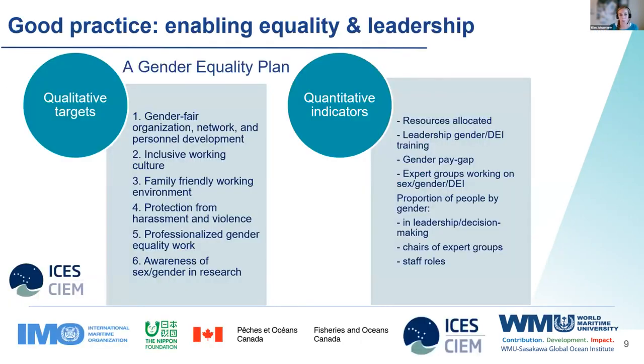So this year we have been working on a gender equality plan. Although it's focused on gender, its approach is intersectional, trying to create a more inclusive working culture overall. We've created some qualitative targets around creating a gender fair organization, an inclusive working culture, a family-friendly working environment, protection from harassment, professionalized gender equality work, and awareness of sex and gender in research. And then some quantitative indicators to measure our progress along the way.